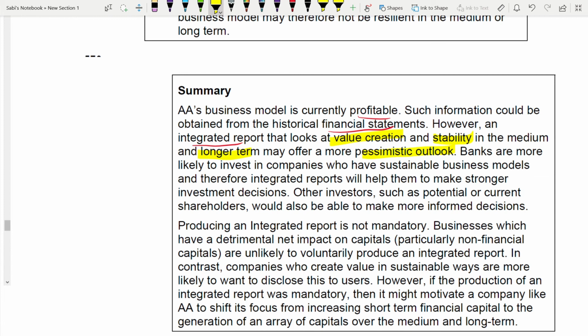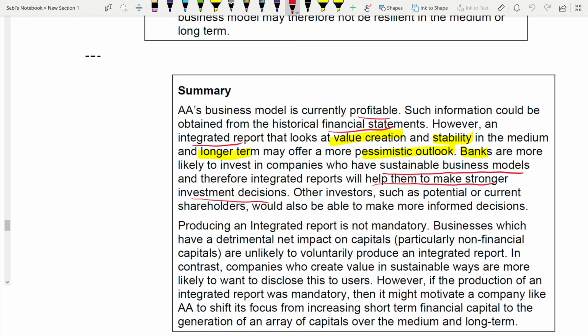You can understand, right? Now we are talking about banks. Why banks? Because they want to expand and they have to rely on the banks. Banks are more likely to invest in those companies that have a sustainable business model, unlike AA. Therefore, in this case, integrated reporting will help them to make stronger investment decisions. Help whom? Help the bank, whether they want to finance AA or not, looking at their business model. How will they know it? Through integrated reporting. So yes, it's helpful for the bank. What about other investors? Same. For other investors also, it will be helpful.